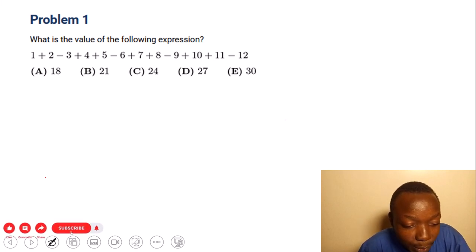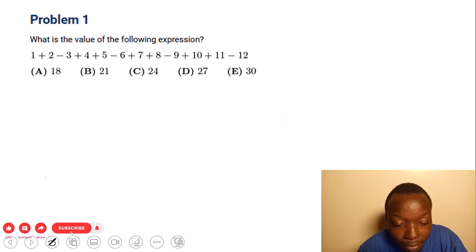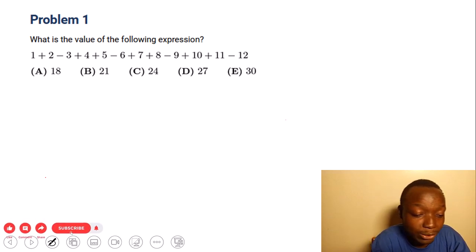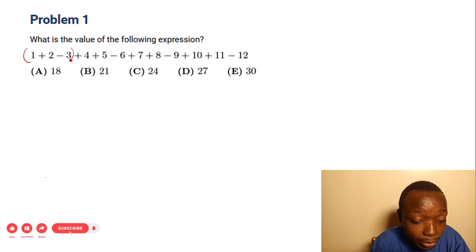Problem 1 says, what is the value of the following expression? 1 plus 2 minus 3 plus 4 plus 5 minus 6 plus 7 plus 8 minus 9 plus 10 plus 11 minus 12. So you can hear the tone of how it sounds. That gives you a hint of some cycle. You add two positive numbers and you subtract a number. You add two numbers, you subtract the next one, like that.